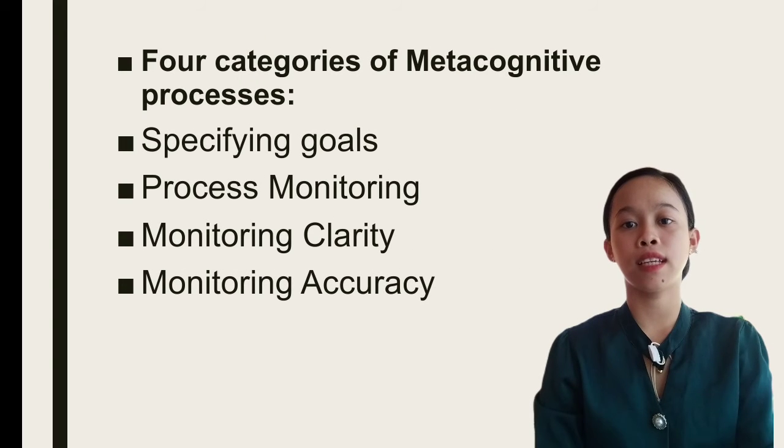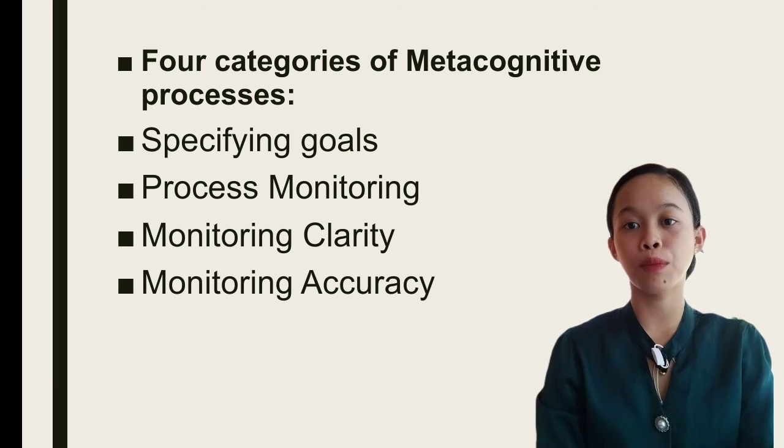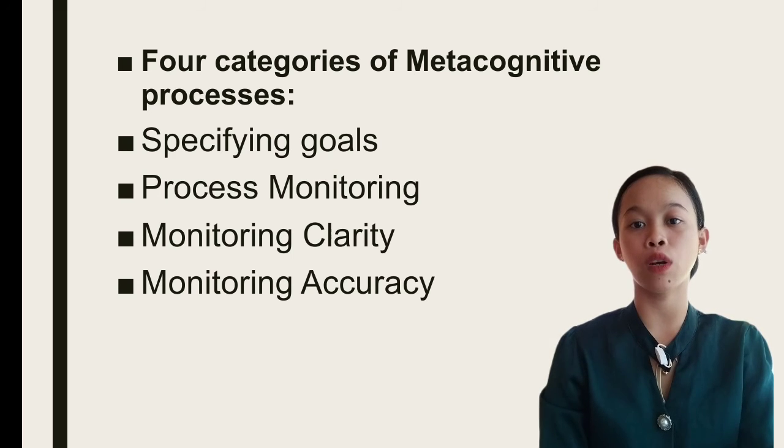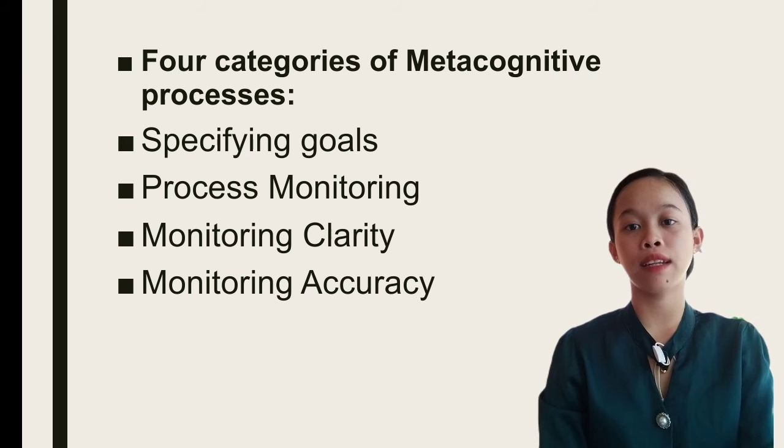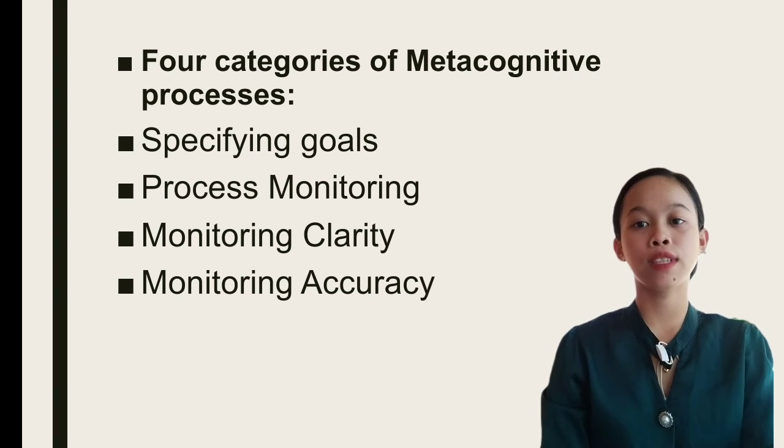The first one is specifying goals. Students establish a goal relative to the knowledge and the plan for accomplishing the goal. Second, process monitoring. Students monitor the execution of specific goals as they relate to the knowledge. The third, monitoring clarity. Students determine the extent to which they have clarity about the knowledge. Monitoring accuracy. Students determine the extent to which they are accurate about the knowledge.